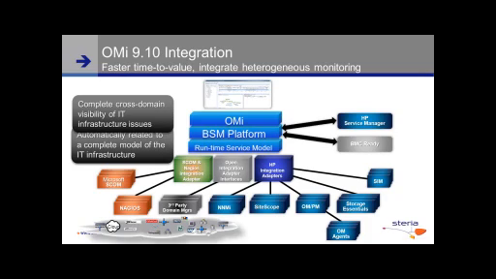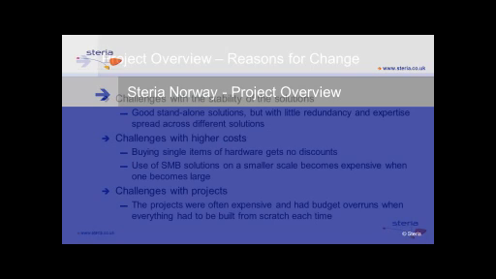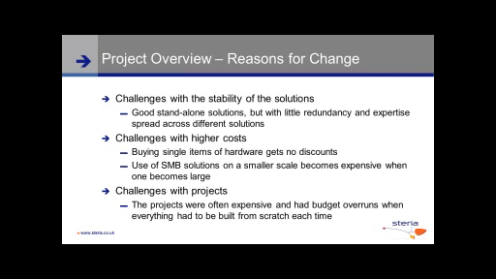So what was the actual project that we were doing? As I said, we were looking to standardize. We had challenges with the existing solution that was there. There was little redundancy across the existing platform. We had higher costs because we were buying at a project level. We weren't looking at higher discount levels. And often the projects were expensive. We had budget overruns, and we were building from scratch.